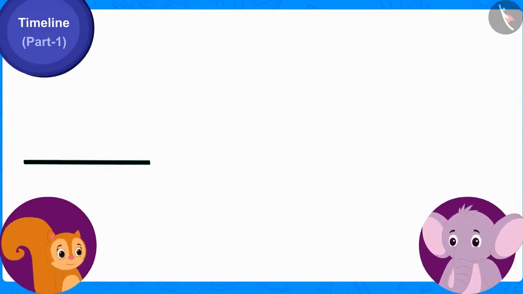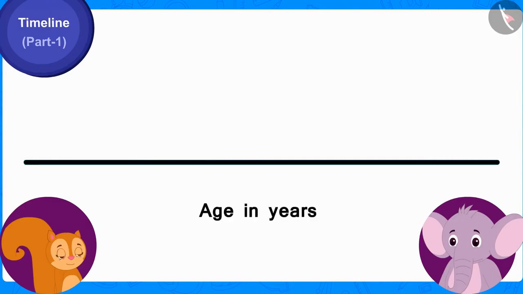Chanda drew a horizontal line like this and explained to Appu, Look, Appu, to make the timeline, we have to first draw a horizontal line like this. Then, we will write the age of the events we want to depict on it, from the youngest to the oldest.